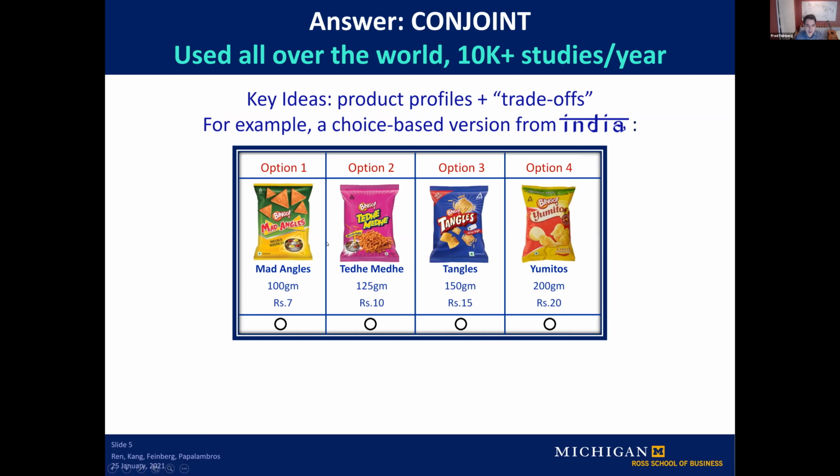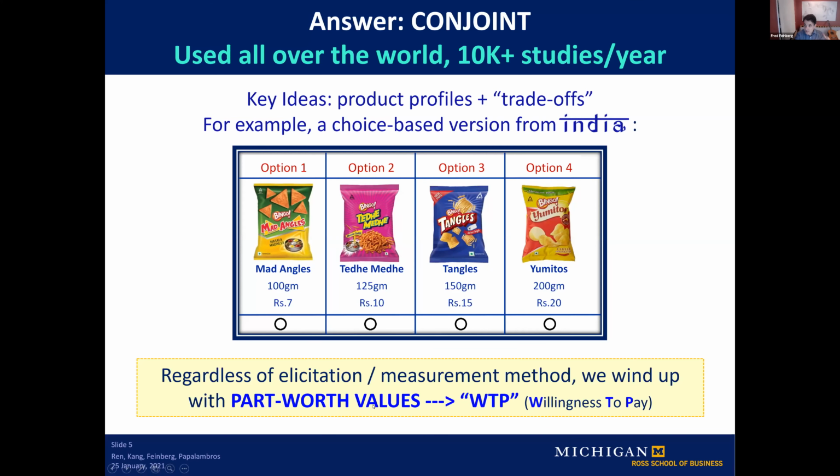You can't go wrong. I would pick that one. But the point is, I would give you 4 product profiles. You would pick the one that you want, and if we do enough of these, regardless of how we get the information, we're going to try to extract part worth values. And if price is one of those, we can convert it into willingness to pay. This is a mainstay of what we do in marketing, regardless of how we elicit the initial data.